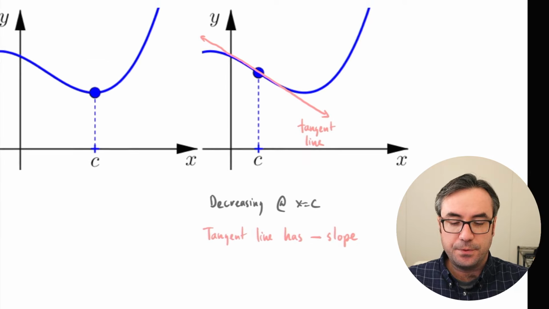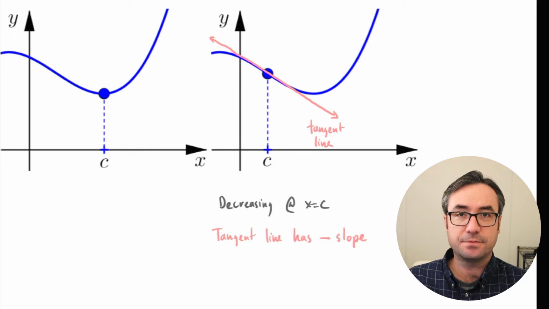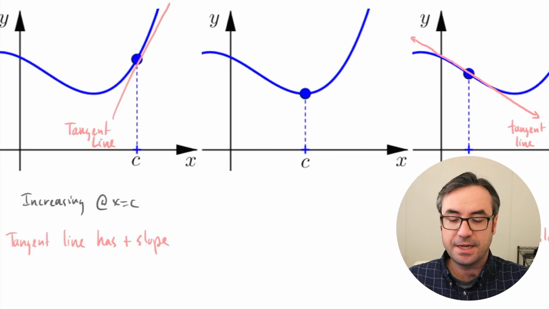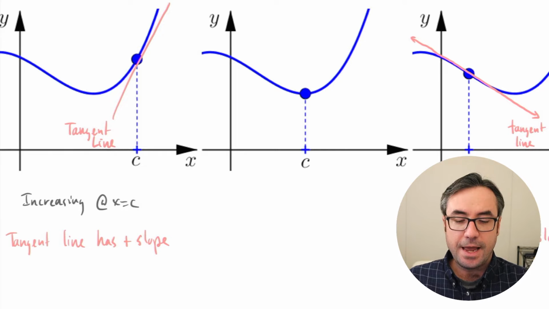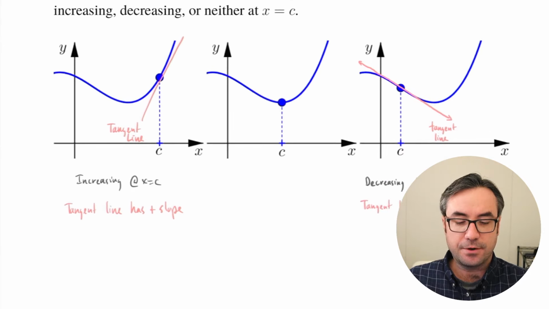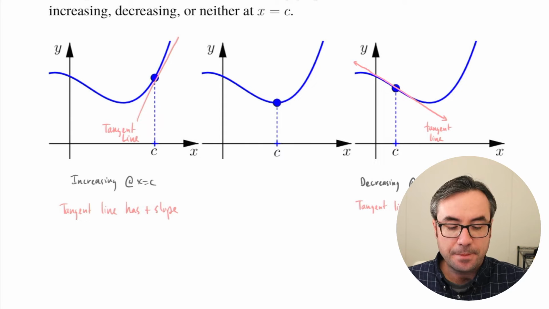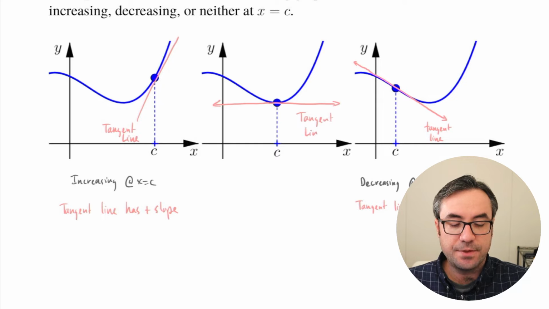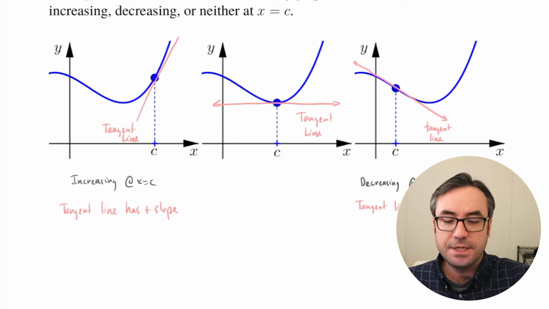So we've seen an example where the function is decreasing and we have a negative tangent line slope. We've seen an example where the tangent line has a positive slope, so our function is increasing. And in the last example, the one in the middle, if we draw the tangent line, our tangent line in this case is completely flat. So here's our tangent line. When the tangent line is flat, the graph is neither increasing nor decreasing.